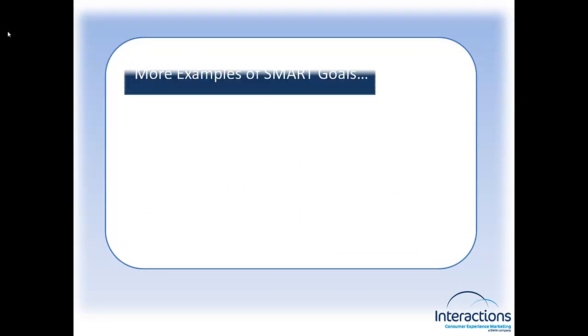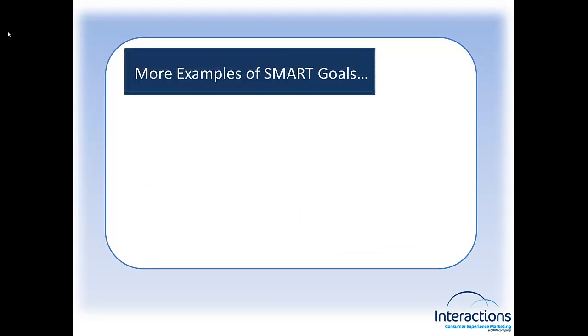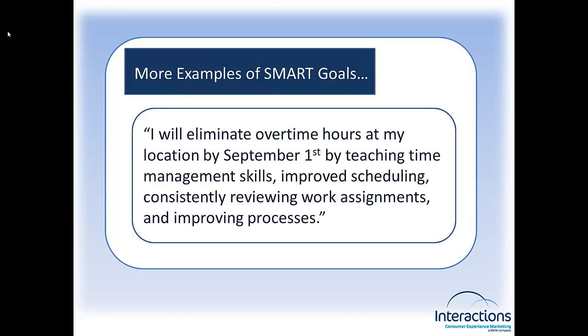Here are some more examples of SMART goals related to our company's strategic vision. I will eliminate overtime hours at my location by September 1st by teaching time management skills, improved scheduling, consistently reviewing work assignments, and improving processes.